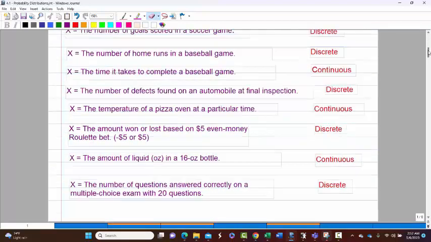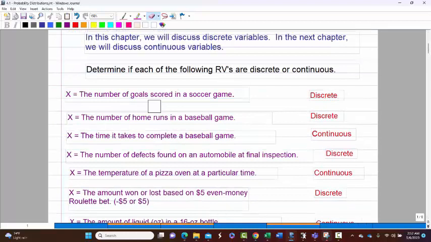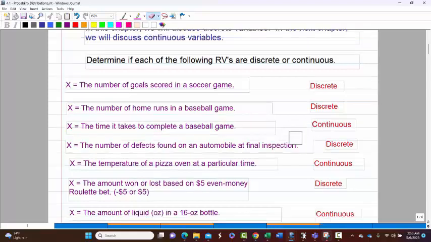So let's look at a few of these. The number of goals scored in a soccer game would be discrete. Like I said, the number of anything is discrete. The number of home runs in a baseball game is discrete. You don't even have to know how many there are going to be. Before a baseball game even starts, you don't need a stopping point, but you know it's going to be either 0 or 1 or 2 or 3 or whatever. It's not going to be 1.57 home runs hit in a game. The time it takes to complete a baseball game would be continuous. Time is going to be continuous. The number of defects found on an automobile at final inspection is discrete, because if you're just counting the number of defects, it's going to be countable numbers.